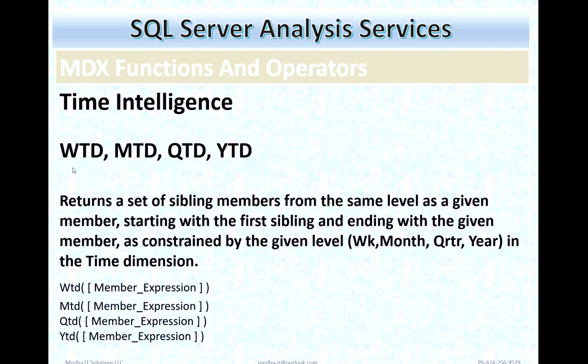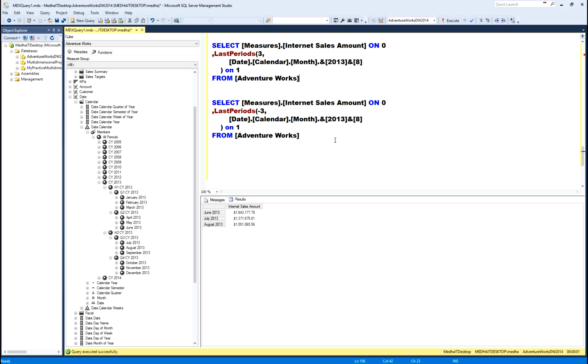So, what do these functions do? Week to date, month to date, quarter to date, year to date. As the name specifies, they return a set of sibling members from the same level. That means the level we specify as a given member, starting from the first sibling and ending with the given member. That means when we say year to date and we specify a member, it returns all the members under that given year till the current member. Similarly, when we specify quarter to date, it returns all the members under a quarter till the given member expression. Okay. We will see a couple of examples.